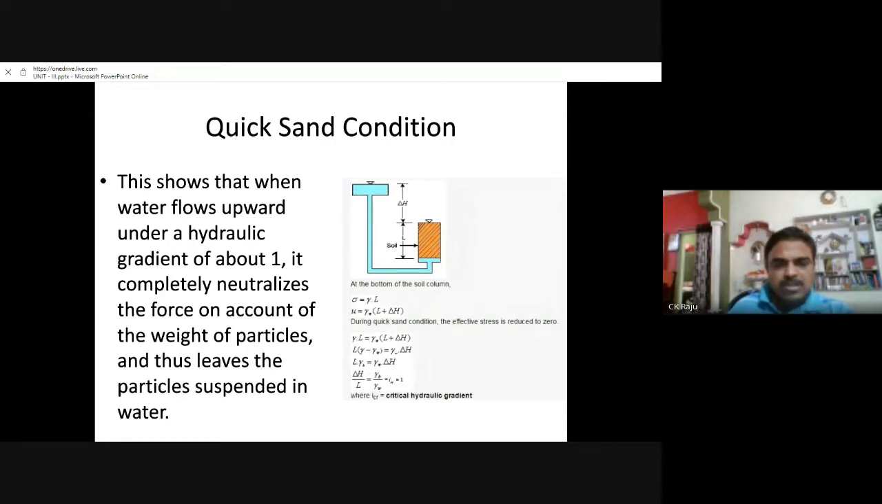Now we will discuss the quicksand condition and hydraulic gradient. Now see this figure. We have a sample of soil, and its bottom is connected to a reservoir.